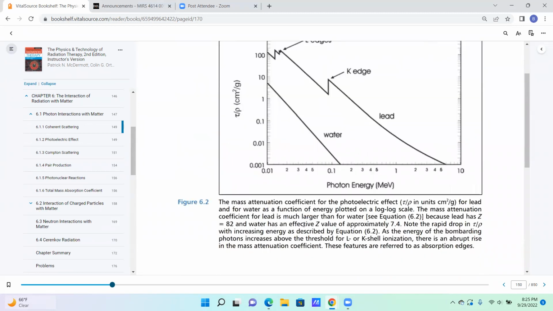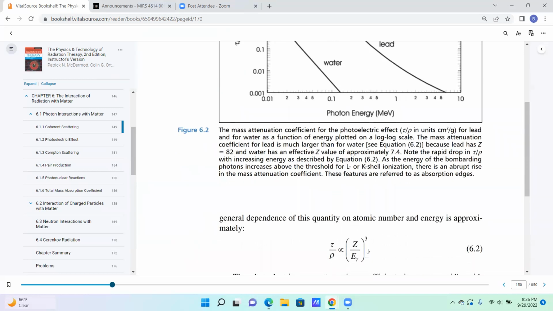So now that we have gone through that, we can look at figure 6.2. So the mass attenuation coefficient for lead and for water, you can see those here. And this is as a function of energy. So the mass attenuation coefficient for lead is going to be much larger than that for water because lead has a higher Z. And you can see here, lead has a Z of 82, water has an effective Z of 7.4.